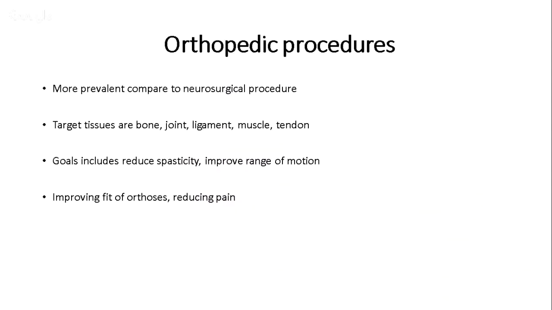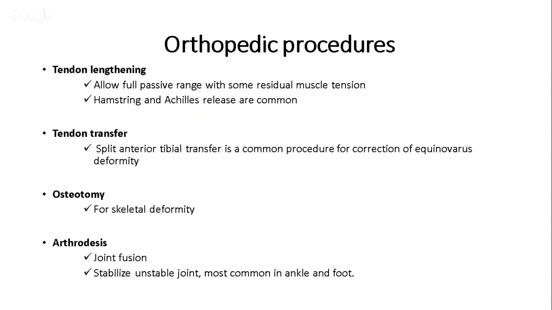Other things, which are more common than the dorsal rhizotomies done in neurosurgery, target tissues like bones, ligaments, and tendons, with different types of surgery to improve spasticity and the range of motion for the patient, like tendon lengthening, tendon transfer, split anterior tibial, which are common procedures, osteotomy for skeletal deformity, and arthrodesis, like joint fusion. I'm not sure where you would do the joint fusion.